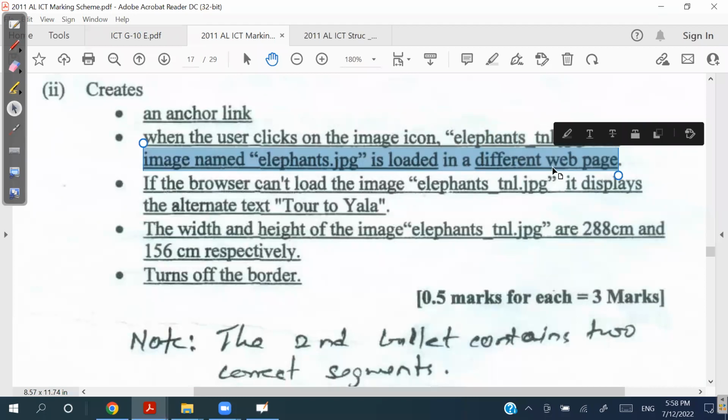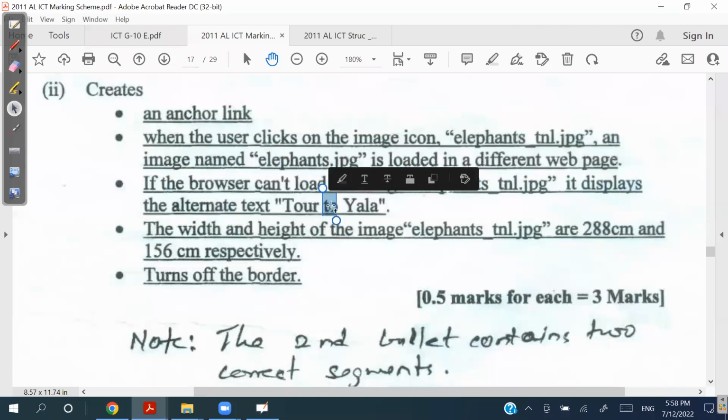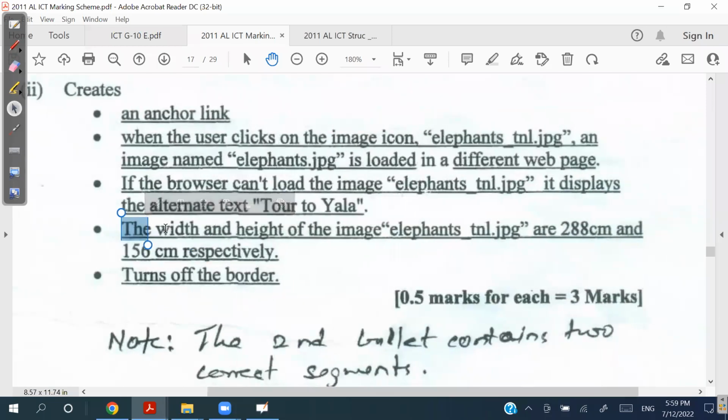Right, so if the browser cannot load the image elephants_tnl.jpg, it displays the alternate text. Right, and the width and the height of the image elephants_tnl.jpg are 288 centimeters of width, 156 centimeters of height. Right, so these underlined stuff should be there. For each and every underlined part, they are going to give you 0.5 marks. So altogether, you will be getting 3 marks for that.